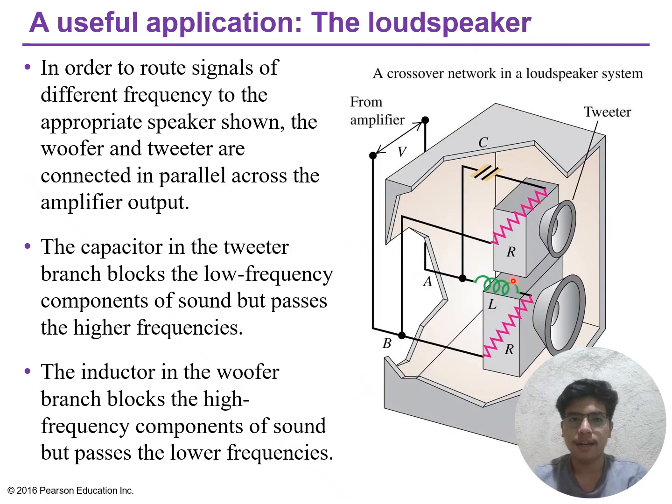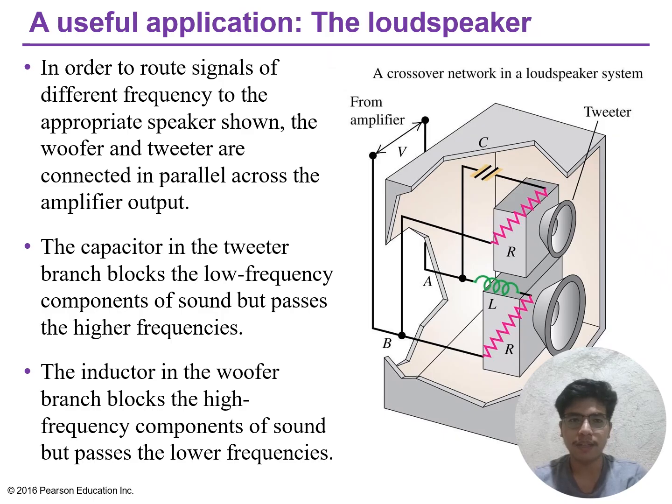To understand how a loudspeaker routes audio signals of different frequencies to the appropriate speakers, consider a typical speaker system with a woofer, a large speaker that reproduces low frequency bass, and a tweeter, a small speaker that reproduces high frequency treble sounds. Both speakers are connected in parallel across the amplifier output, meaning they share the same voltage source but each carries its own current path, as you can see.